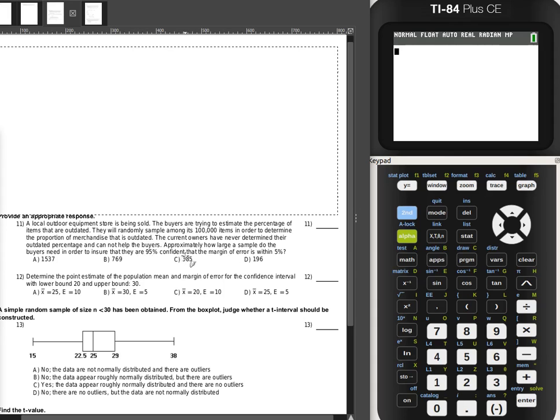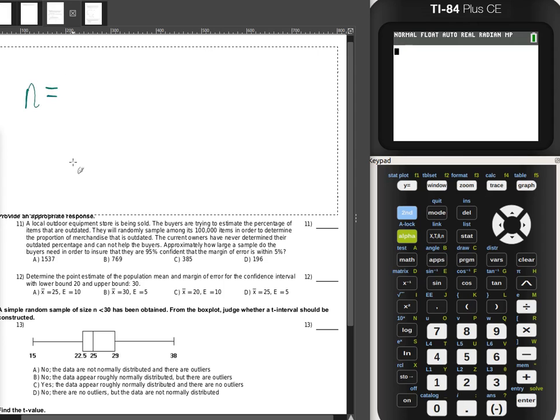Here, the current owners want to make some type of prediction, but notice it says right here they have never determined the percentage of outdated items before, so they cannot help the buyers make this prediction. And then we're supposed to find how large of a sample we need. So this is the question: what is the appropriate sample size?